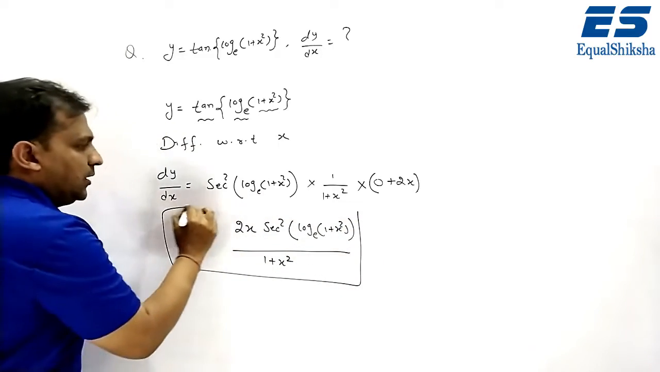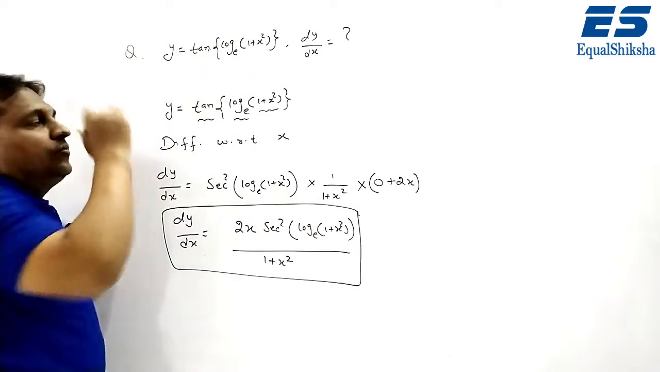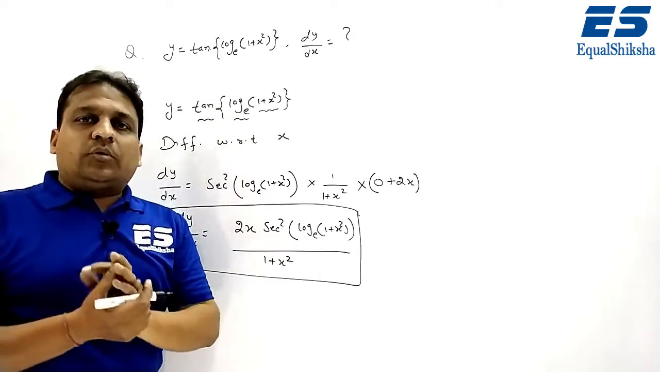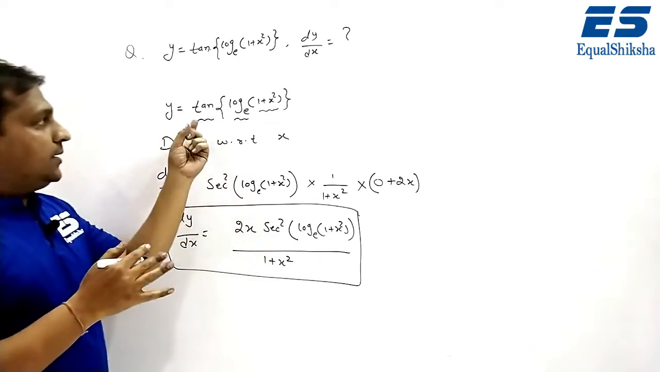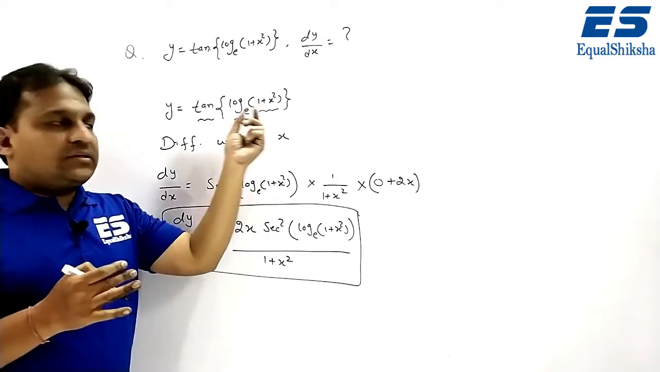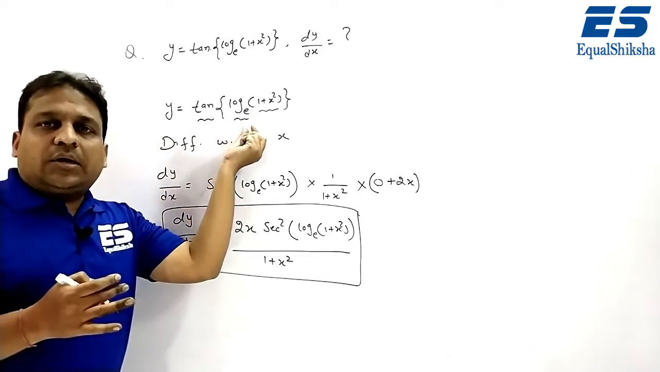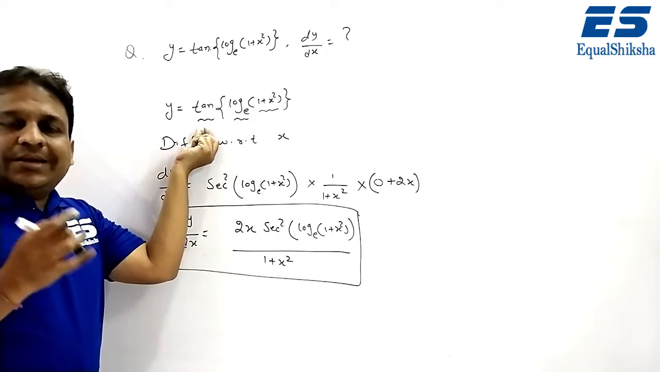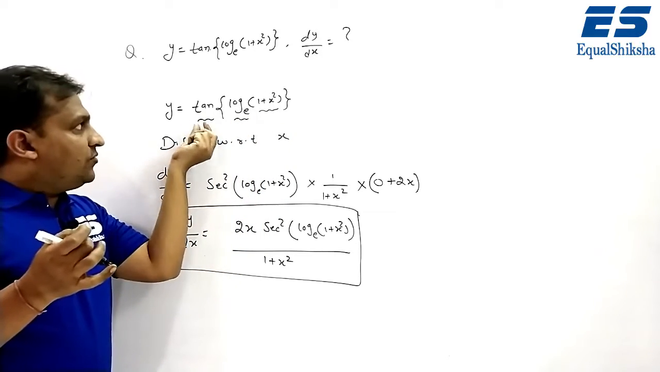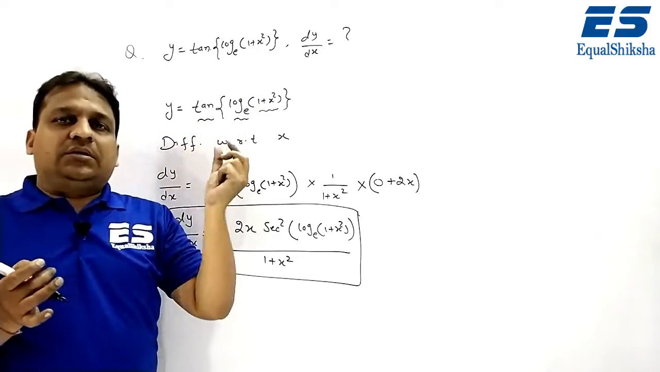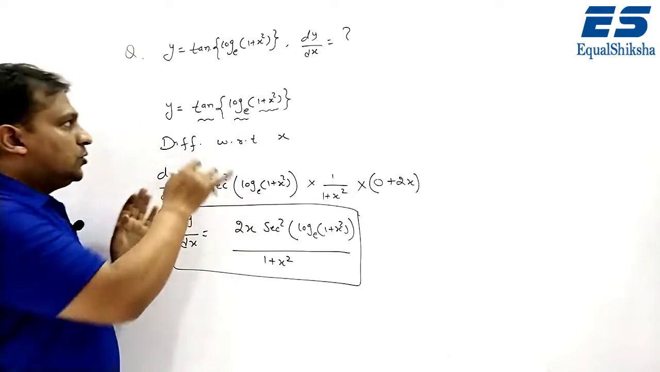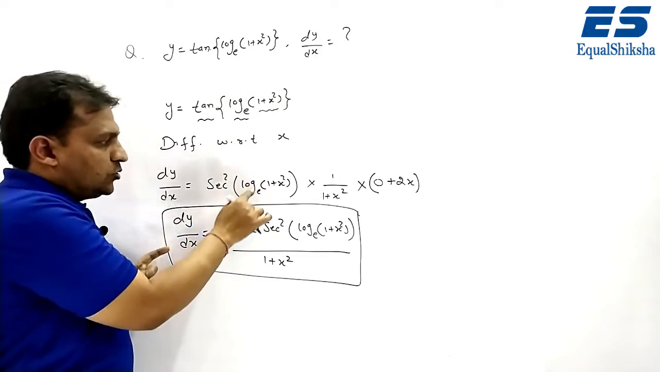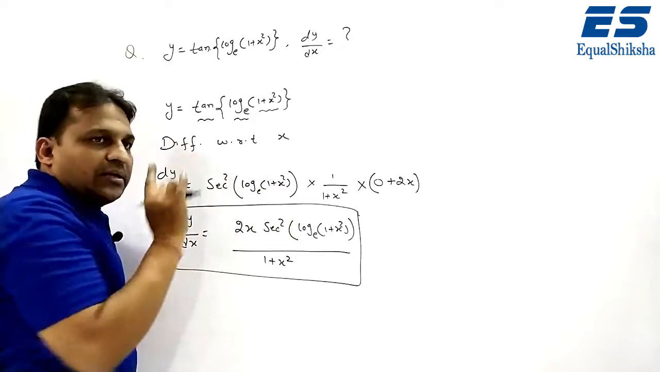So students, this is an example of function of function. In such type of example, first you have to count the number of functions. Here there are three functions: first is tan, second is log, and the third is 1 plus x square. First you have to differentiate the first function, that is tan. When we differentiate the tan function, the remaining function will be considered as an x. So there is a sec square, and this function is considered as an x. So sec square log 1 plus x square.